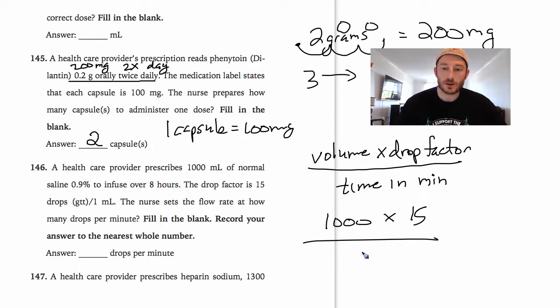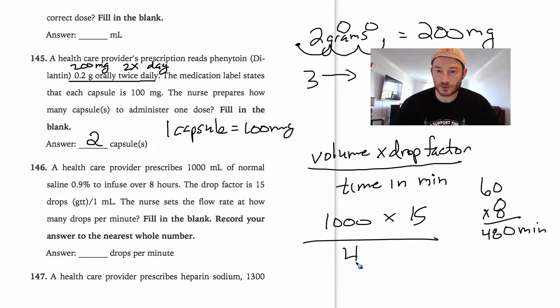Well, again, we don't want to put 8 hours here and get the question wrong. So we're going to convert to minutes. So 8 hours times 60. I should have written it the other way. Times 60 is 480 minutes. So that's what's going on the bottom there, 480 minutes.